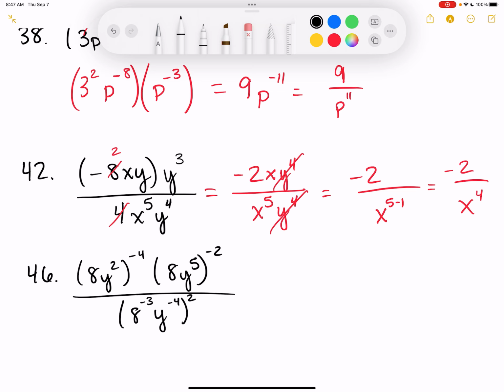So with all the parentheses and the exponents on the outside of the parentheses, to start out with, I'm going to want to follow PEMDAS and do the exponents on the outside first and then work my way through. So I'm going to do this -4 on both of these. So it's going to be 8 to the -4. I'm raising a power to a power, so I multiply the exponents, so that's going to be y to the -8.